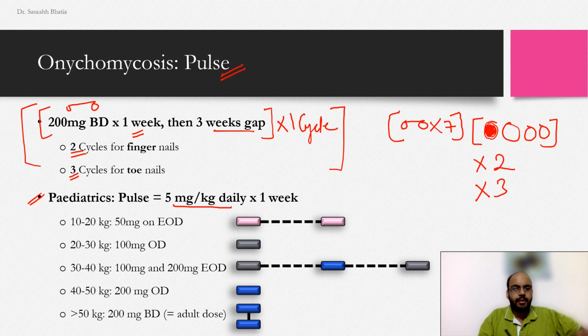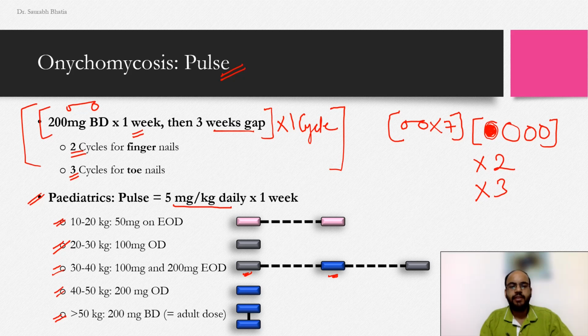Clear? So in the pediatric population, you use 5 mg per kg per day, and the dosages differ depending on the weight of the patient. If it is from 10 to 20 kg, you use 50 milligram every other day. If it is 20 to 30 kg, you give 100 milligram every day. If it is from 30 to 40 kg, you alternate between 100 milligram and 200 milligram every other day. You give 100 milligram, next day you give 200, and so on. If it is 40 to 50 kg, it is 200 milligram every day.